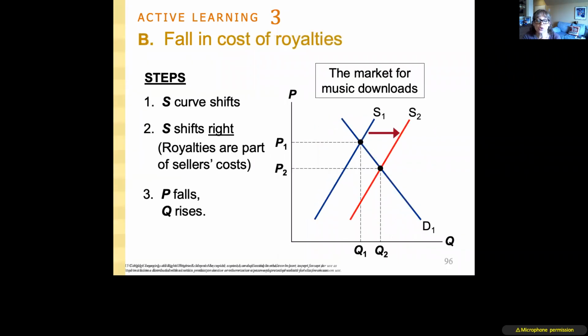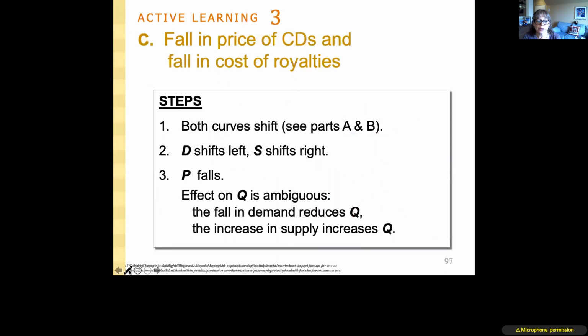Now, what happens if there's royalties? So what are royalties?